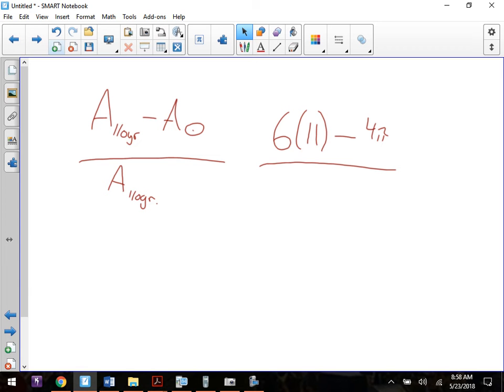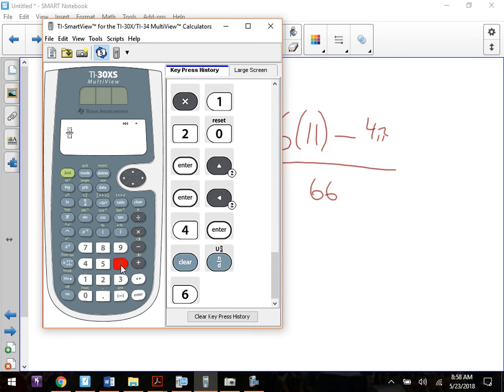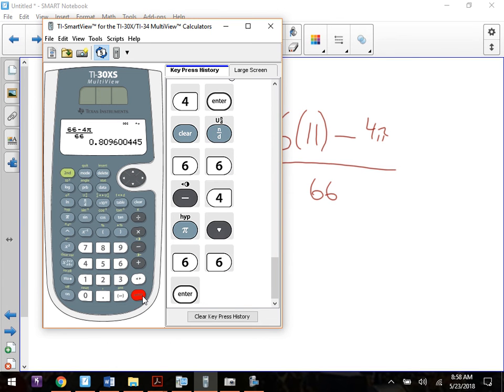No, it's not wrong. What's 2 times 3? What's 3 times 2? It doesn't matter. It's just proper form to put the pi in last. So in your calculator, all you have to do then is 66, we'll make a fraction bar, 66 subtract 4 pi, divide that by 66. And then there's geometric probability.